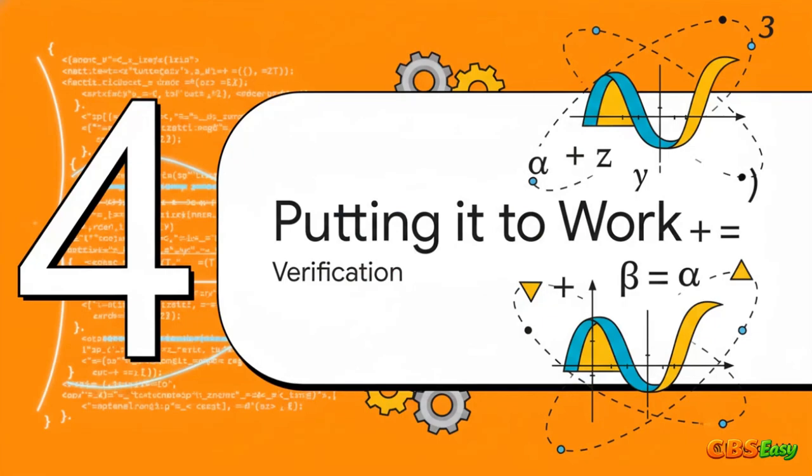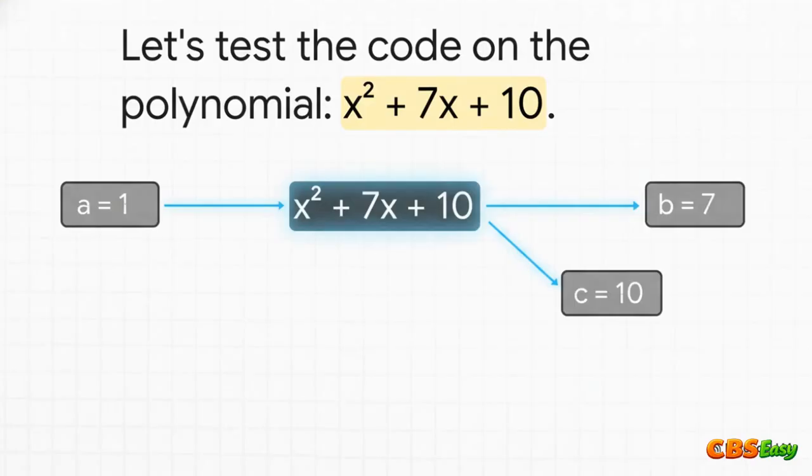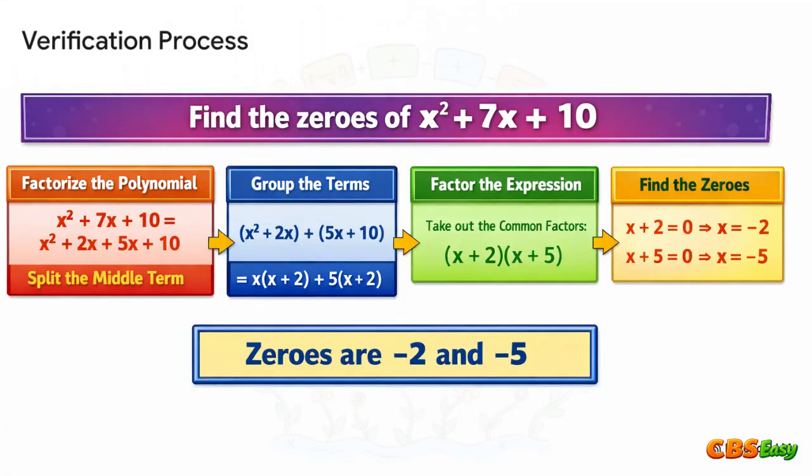Look, a code sounds cool, but it's totally useless if it doesn't actually work, right? So let's stop talking theory, let's put this thing to the test and verify it with a real, live example. Let's grab a test subject. How about the polynomial x squared plus 7x plus 10? So for our code, that means our a coefficient is 1, b is 7, and c is 10. Got it? All right, let's break this down together.